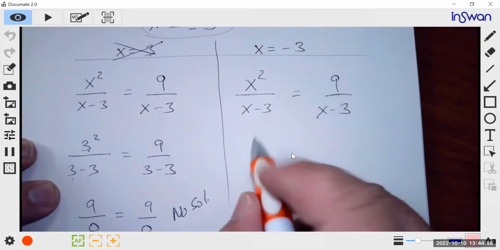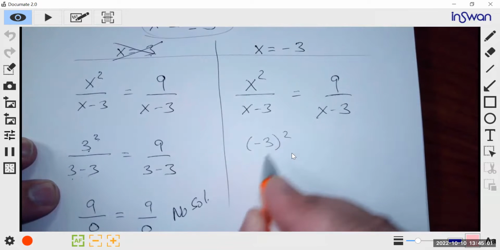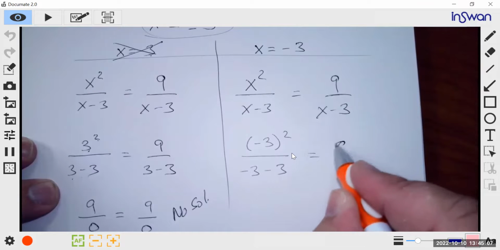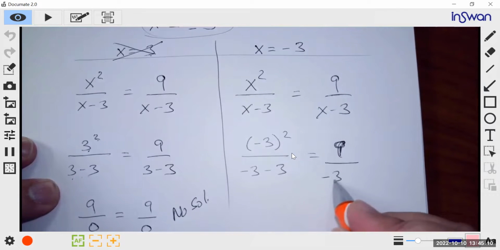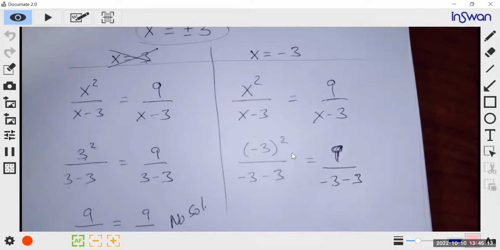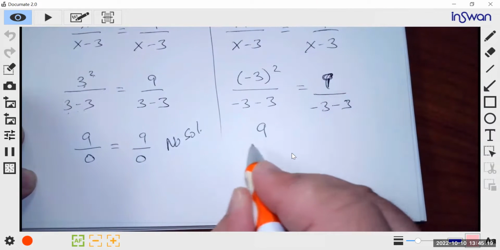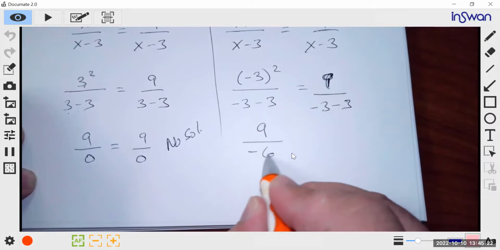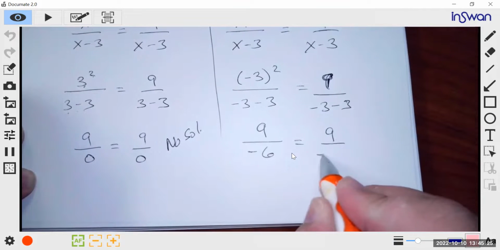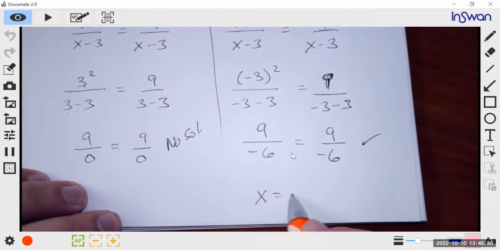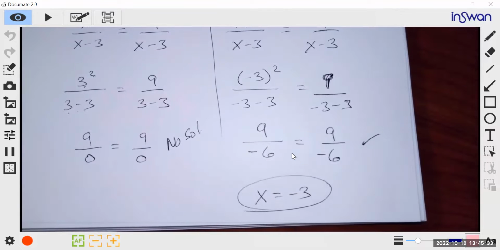So let's try the other one. Negative 3 squared. Negative 3 minus 3. I plug in negative. So negative 3 squared is 9. Negative 3 minus 3 is negative 6. They're both the same. So my only answer is x equals negative 3. That's my only answer. That's why you check your answers, because one of them or both of them may give you zeros on the bottom.